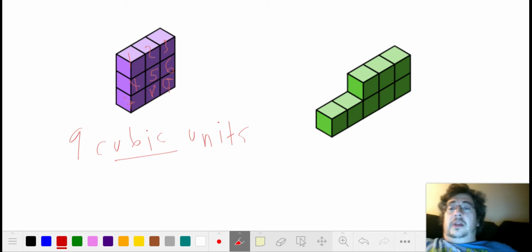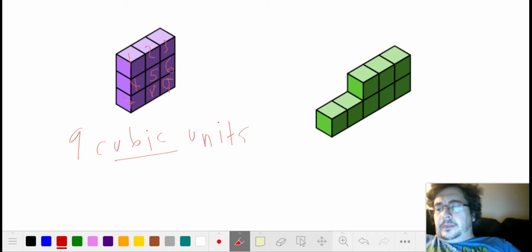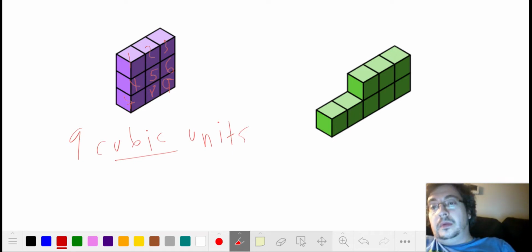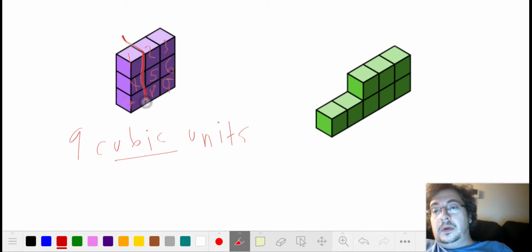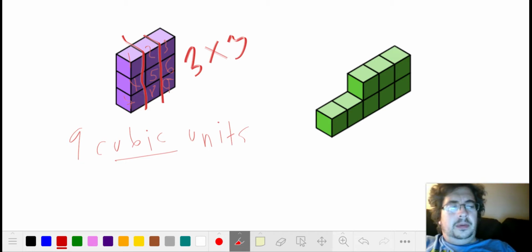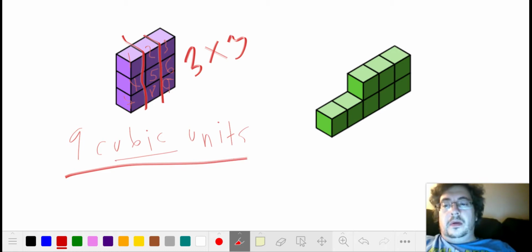Another way I could have looked at this problem here is I have 3 rows of 3. And we know that 3 times 3 gives us 9. So a couple different ways to determine the volume, 9 cubic units of this object here.